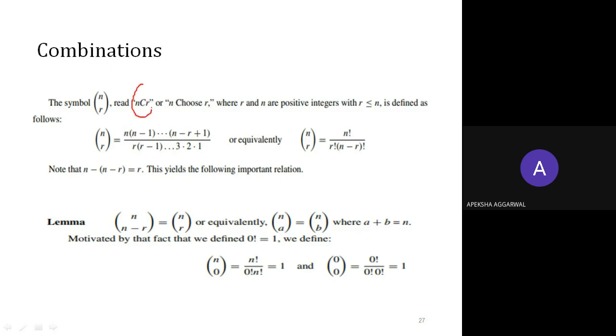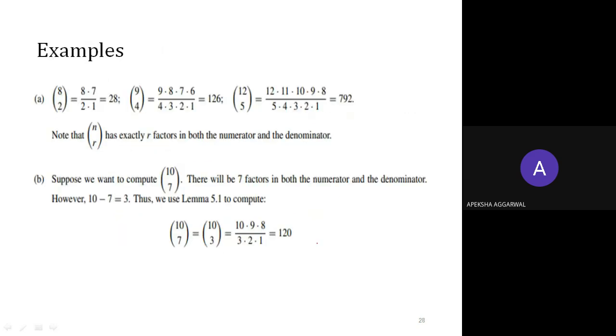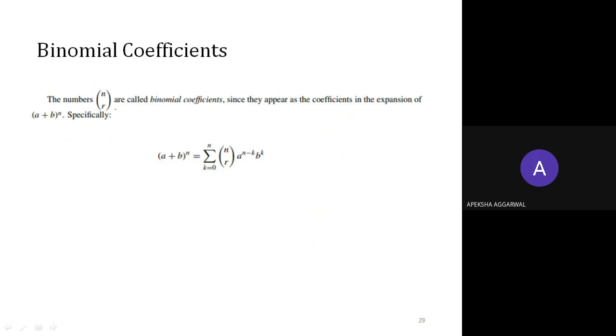So NCR, you can write it as N bracket R, and this means N factorial divided by R factorial times N minus R factorial. Now, the binomial coefficient. The numbers NCR are called binomial coefficients. When you open this up, these numbers are called coefficients, coefficients of the terms that you are expanding. In the expansion of a plus b, these NCR are called the binomial coefficients.